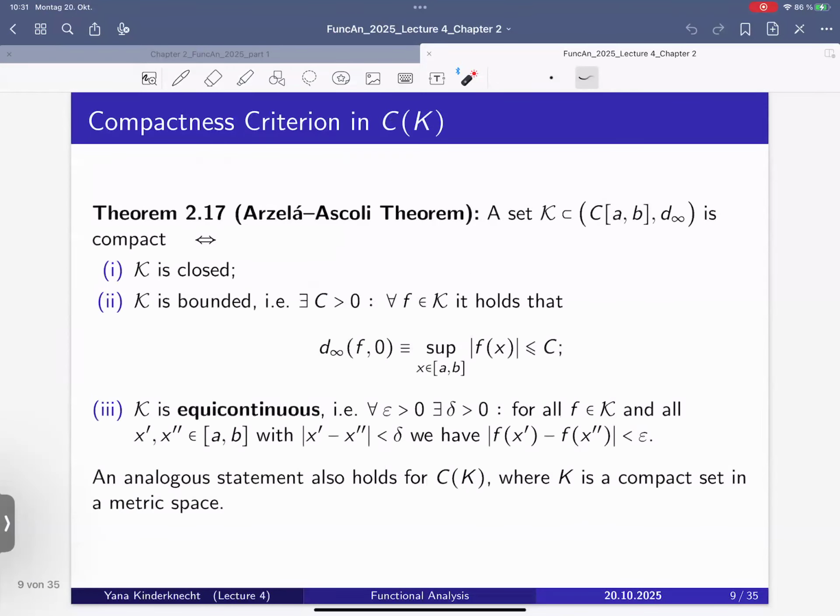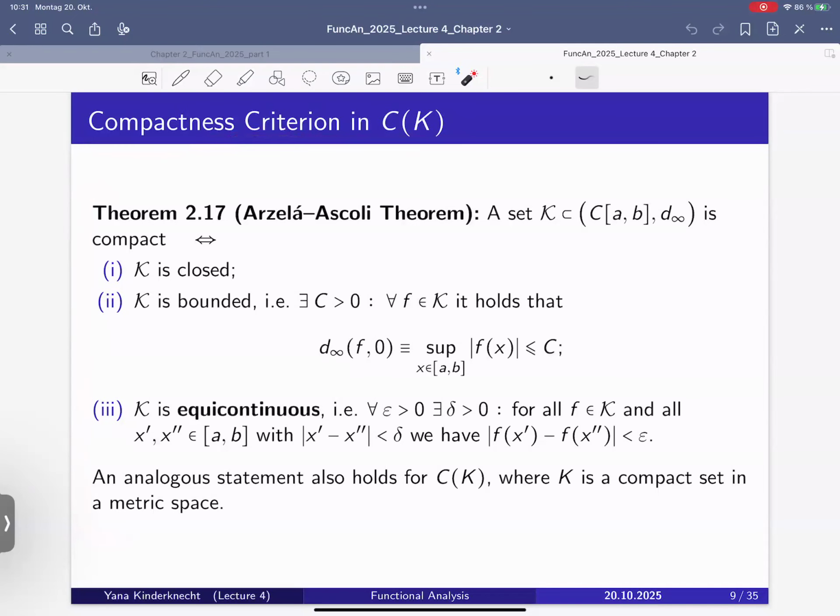A very important criterion of compactness is in the space of continuous functions on K, where K is a compact. This is the well-known Arzelà-Ascoli theorem, which is always discussed either in a functional analysis or in a mathematical analysis course. But it is really important, so we have to discuss it. So, theorem: compactness criterion in C(K).